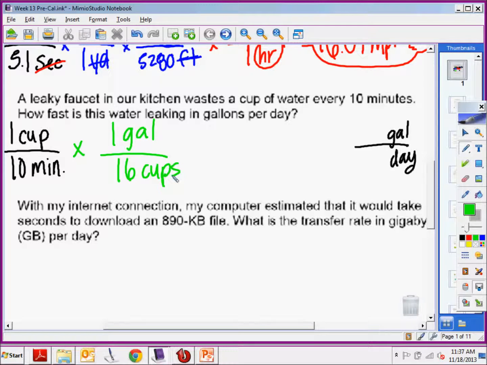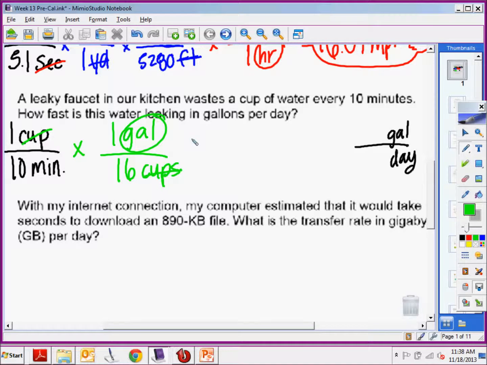If I want to do it in parts, I can go from cups to pints to quarts to gallons, but is that necessary? No. You can put 1 quart over 4 cups, and that works too, and then go to gallons. It's still going to get you 16, because look at the bottom: it becomes 4 times 4, which is 16. All right, I'm done with that part.